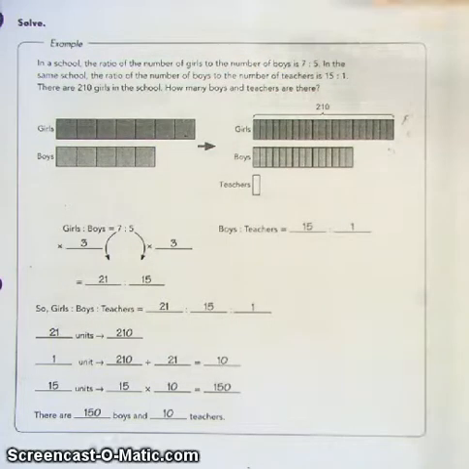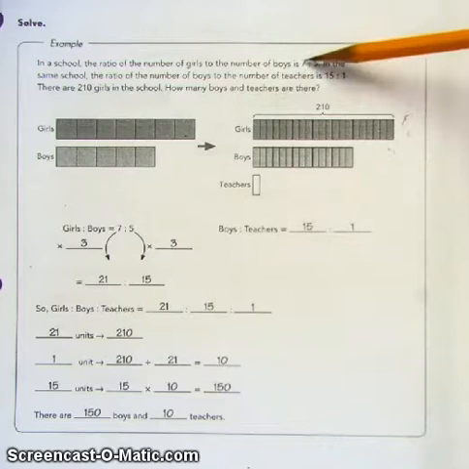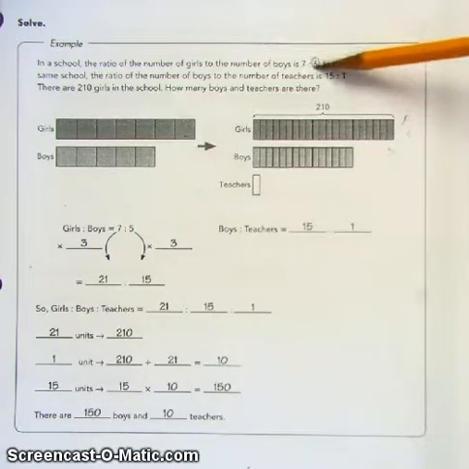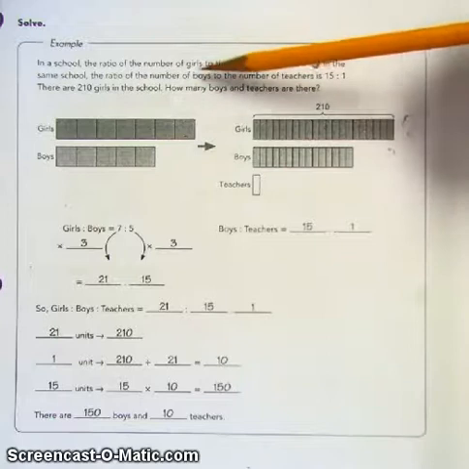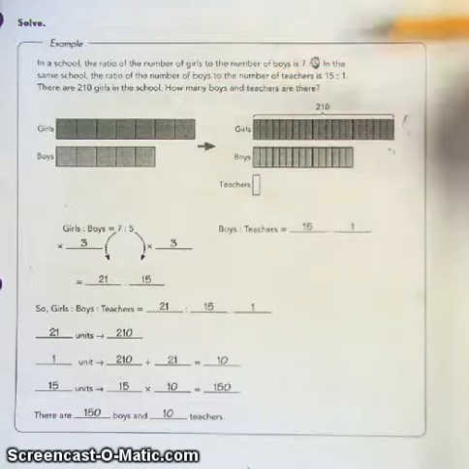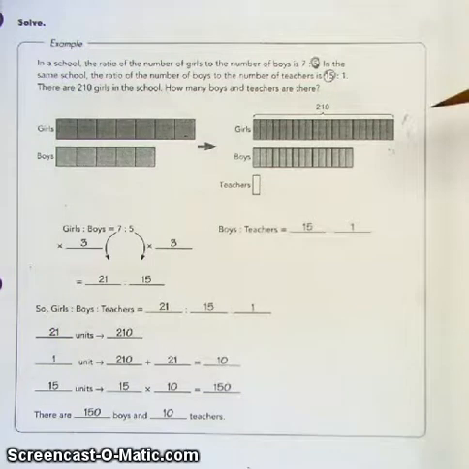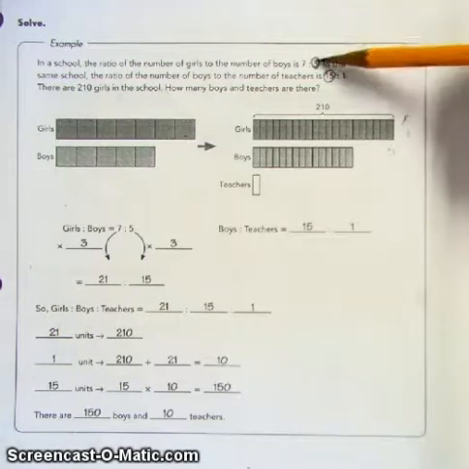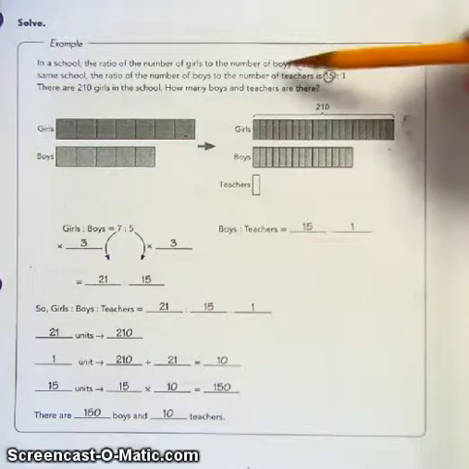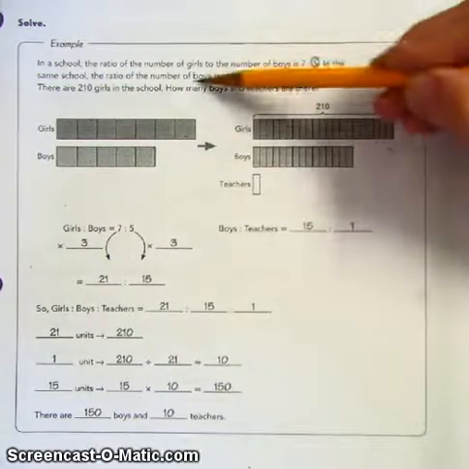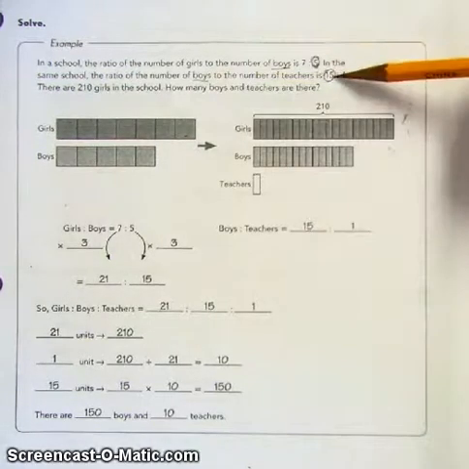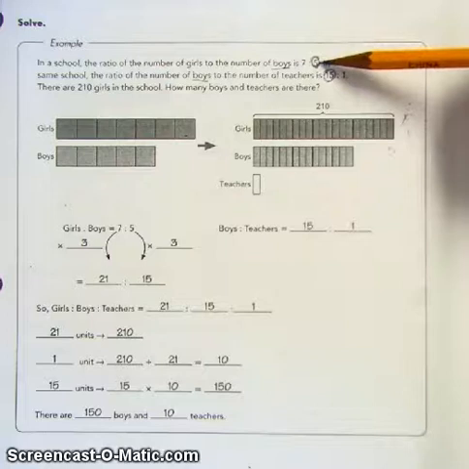So the difference here is up here they told us that the boys were going to be 5 in the ratio, whereas the girls are 7. But then they told us again the number of boys is 15 to the teacher ratio of 1. So we need to figure out what these two numbers, both talking about the ratio of boys, are. They just changed it to, now it's not 5 anymore, it's 15.